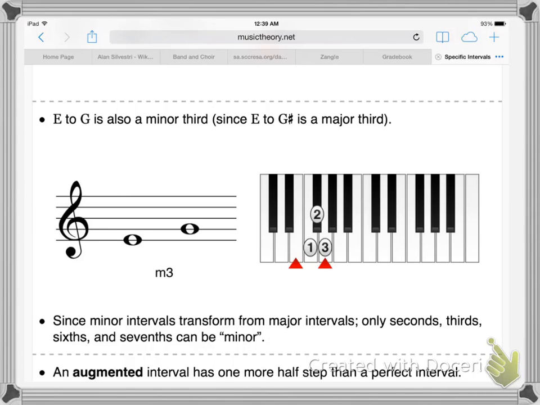E to G is also a minor third, since E to G sharp is major, because you play a G sharp when you start on an E when you play your scale. And so E to G is minor. The other way is to count the half steps. 1, 2, 3.